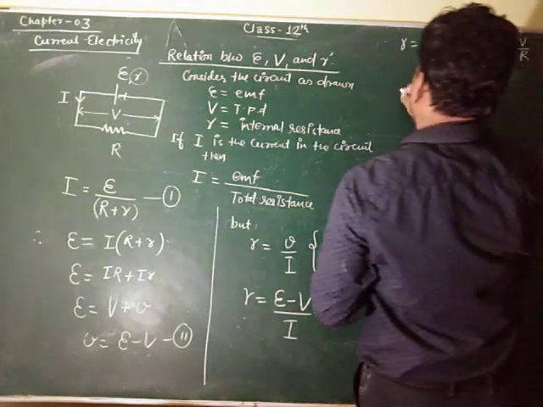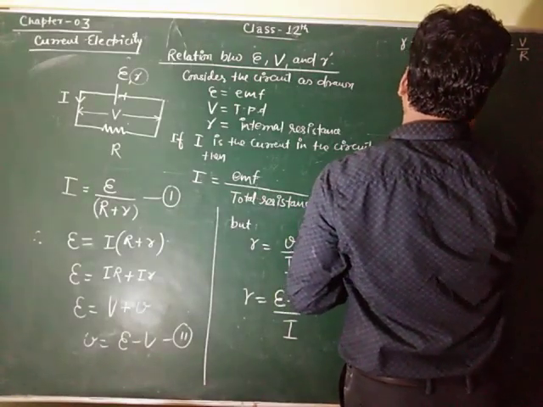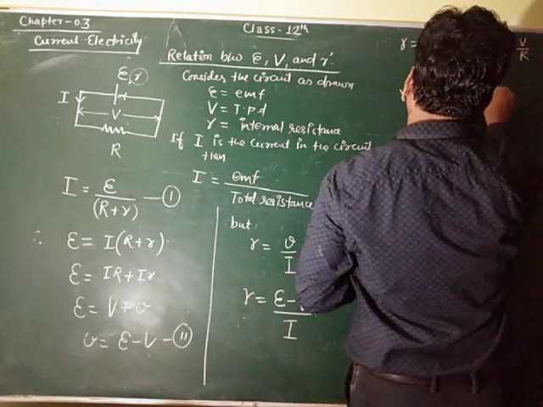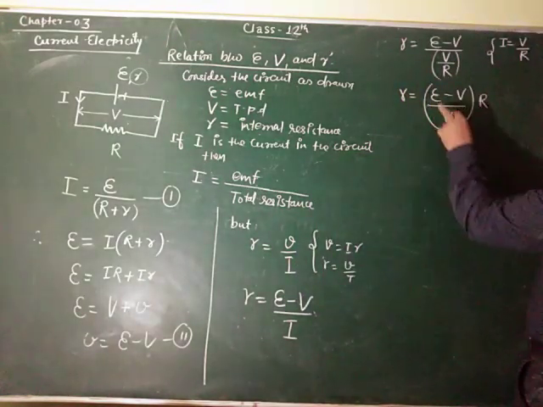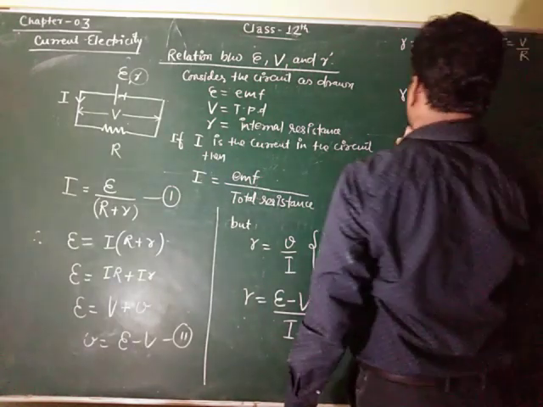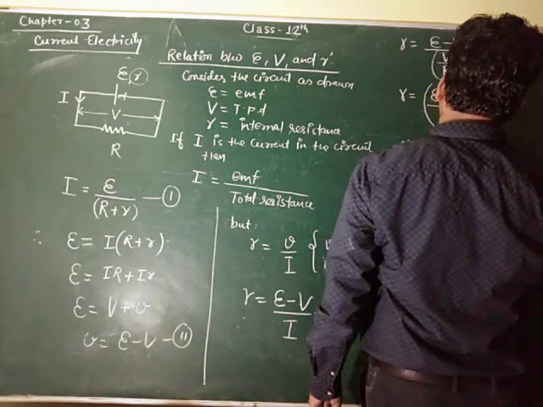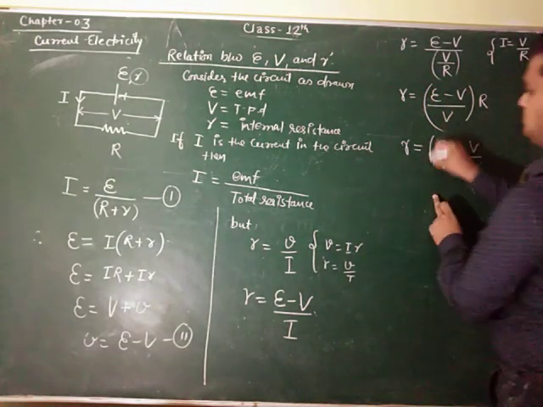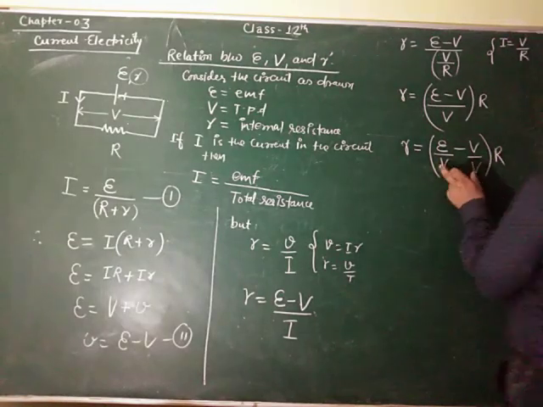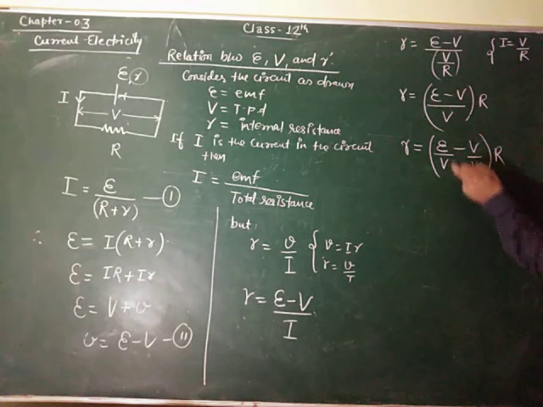What will we get here? R is equal to E minus V divided by V multiplied by R. This R goes upward. This is the main result. So R is equal to E by V minus V by V. We can separate this value. When you finalize this, you will get one back, you can get it, na?